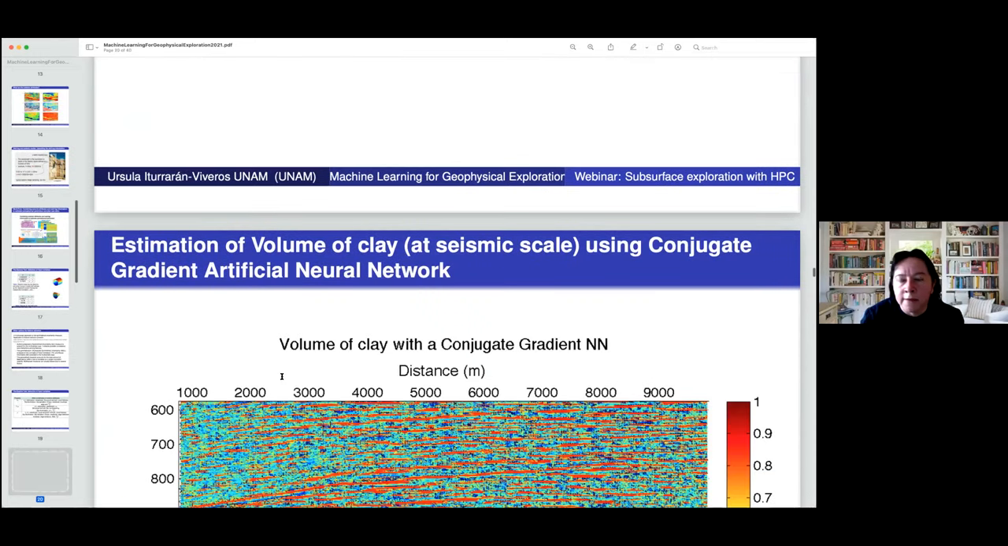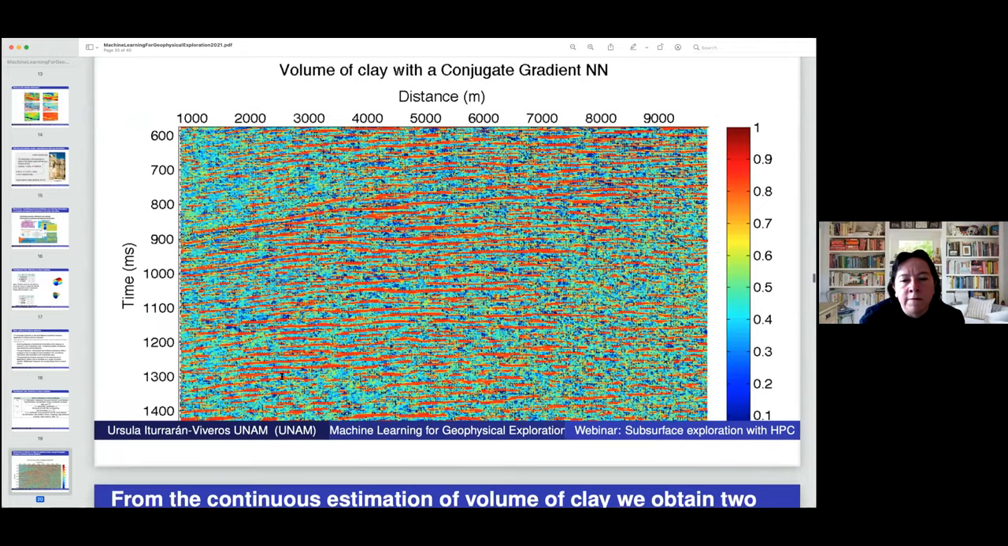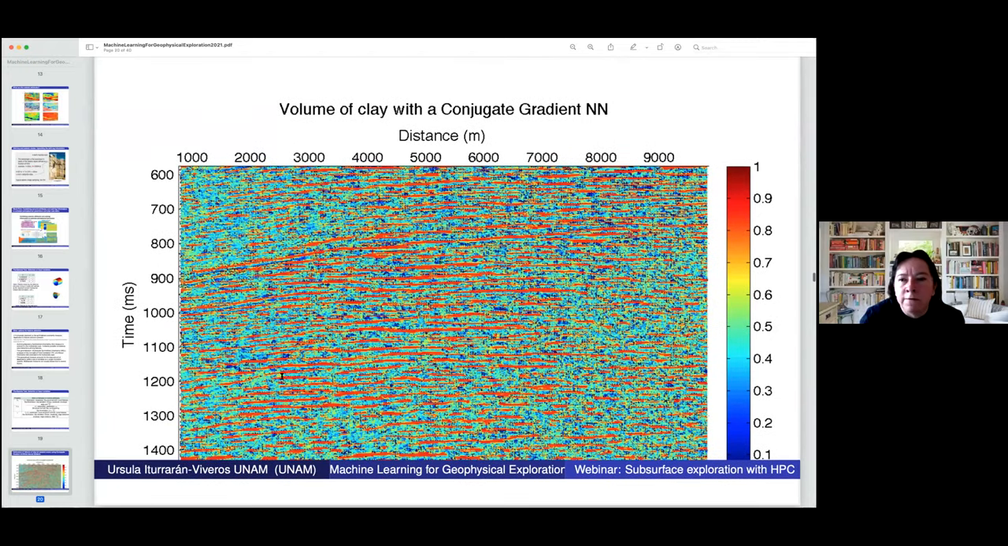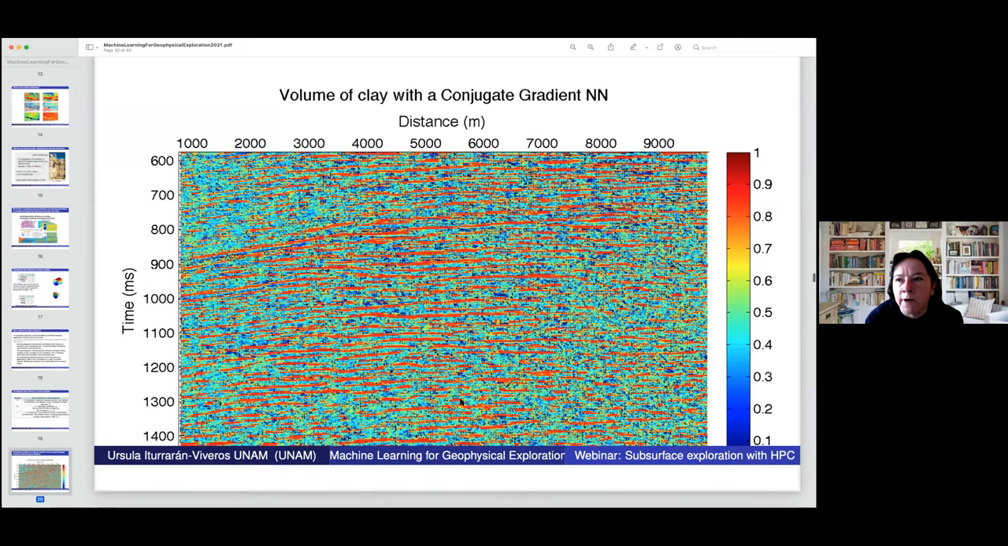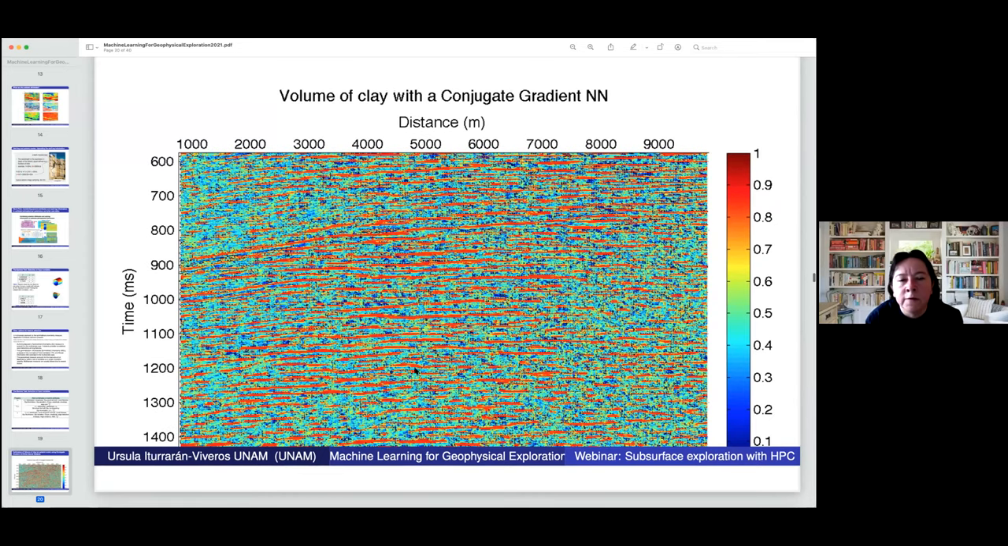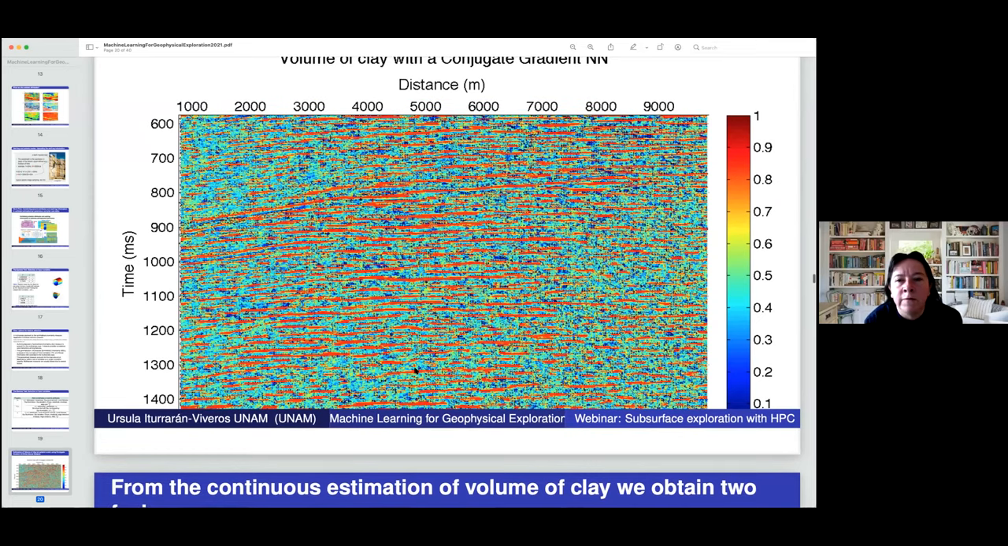That's the idea behind that. So having said that, I trained for volume of clay, and I obtained this section after I applied my neural network, which was trained for one seismic trace with the attributes and the volume of clay. Then I applied the neural network to the whole section, and I saw that there's a very remarkable layer structure.